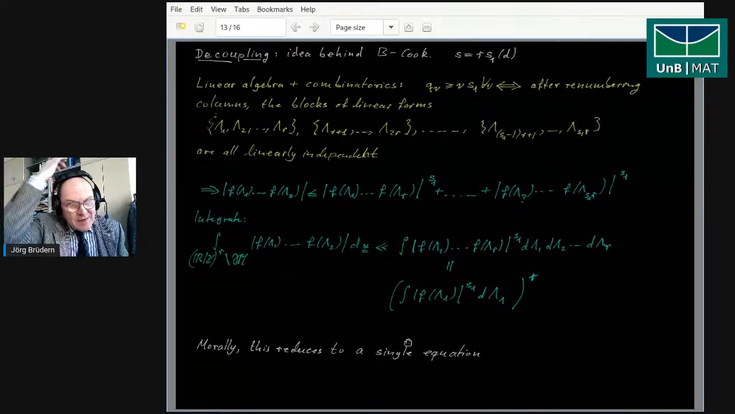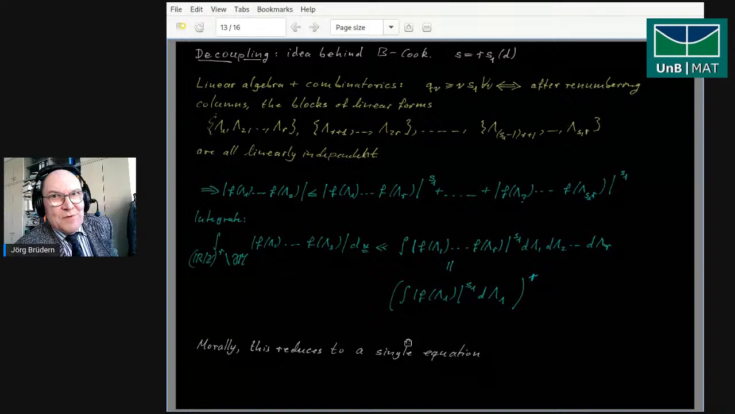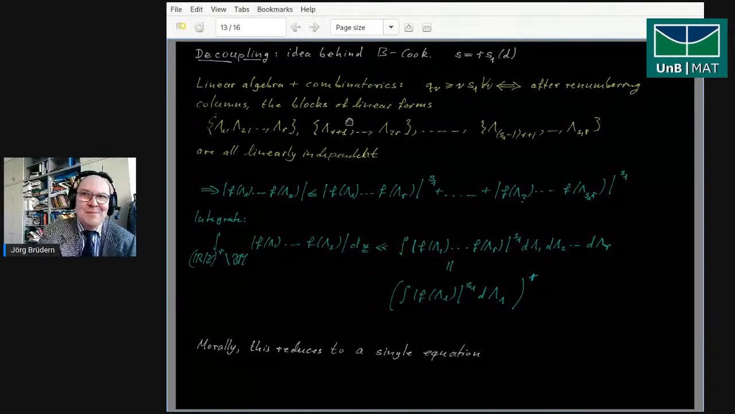I would like to show you an idea that is behind the Bruedern-Cook result. So let us assume that S is exactly R times S(D). And now we're using linear algebra and some combinatorics. If a rank condition is satisfied, then one can say that after renumbering the linear forms, and that means renumbering the columns of the coefficient matrix, then the first R are linear forms and the second R are linear forms and so on, all form linearly independent families. So we have linear forms in R variables. So you can think of your original matrix as falling into quadratic blocks R by R each, and each of these blocks is actually non-singular.